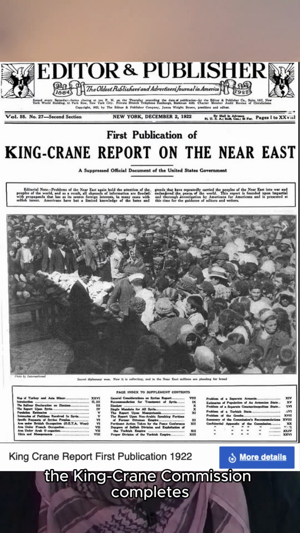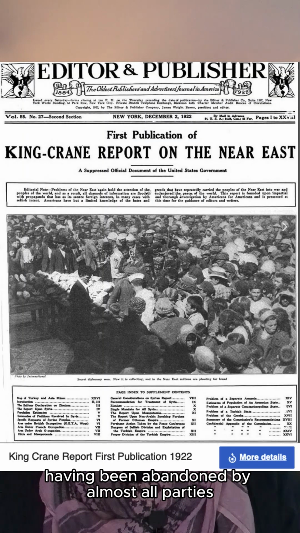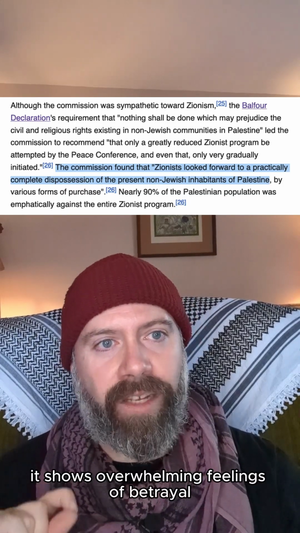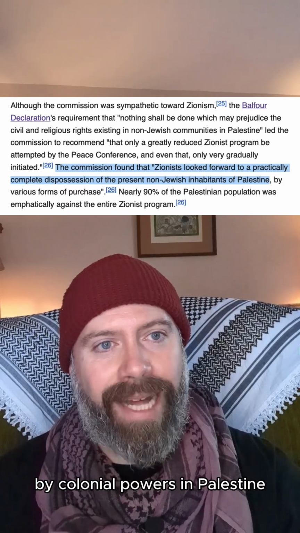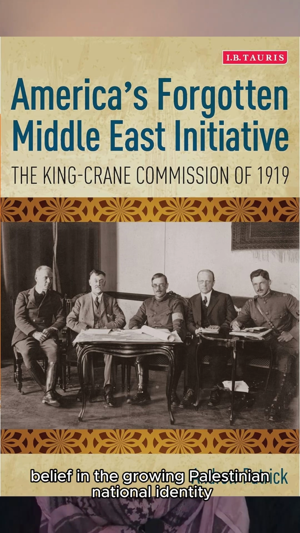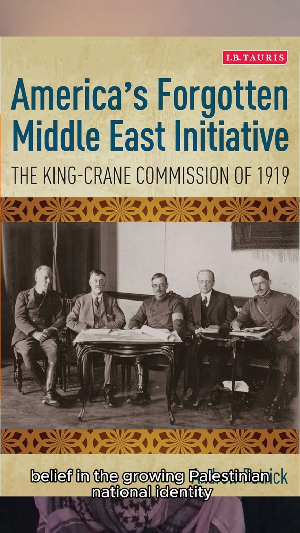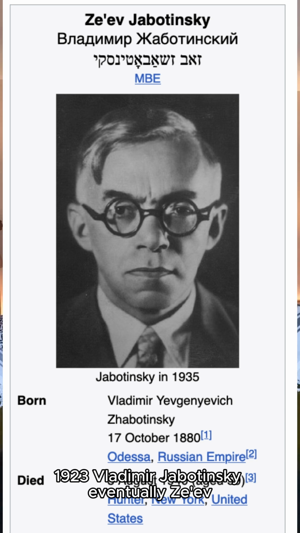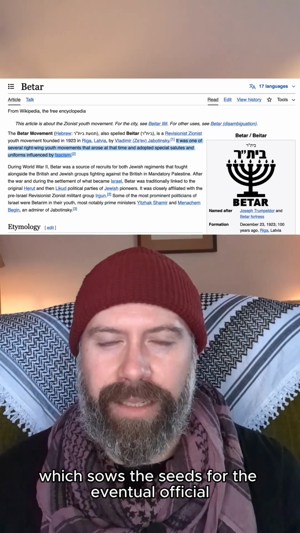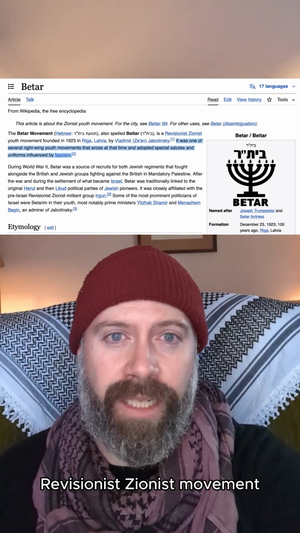This same year, the King-Crane Commission completes, having been abandoned by almost all parties besides the United States. It shows overwhelming feelings of betrayal by colonial powers in Palestine, fierce opposition to Zionist aspirations, and a vehement belief in the growing Palestinian national identity. In 1923, Vladimir Jabotinsky, eventually Zeev, forms a youth group known as Betar in Latvia, which sows the seeds for the eventual official revisionist Zionist movement.